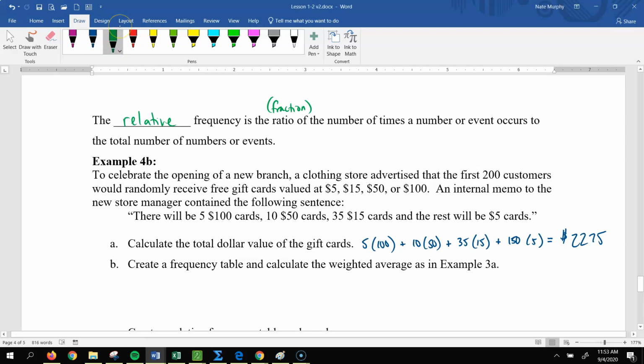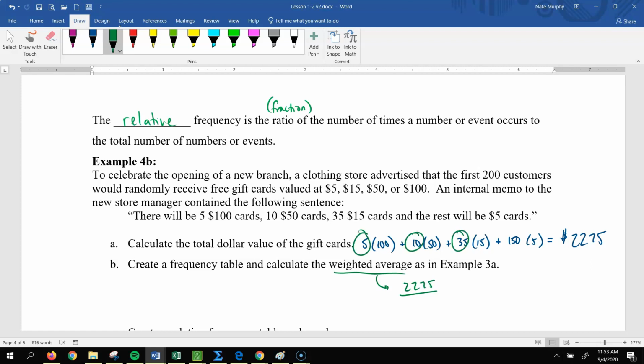Now, part B, it says create a frequency table and calculate the weighted average, like we did earlier. So let's start with the weighted average. We already have the numerator, because the numerator would be just doing what we just did in part A. So we'd have a numerator of 2,275 divided by the total number of gift cards, which would be the weight. If we took 5, 10, 35, and 150 and added those together, that's going to be 200. So there's 200 gift cards.